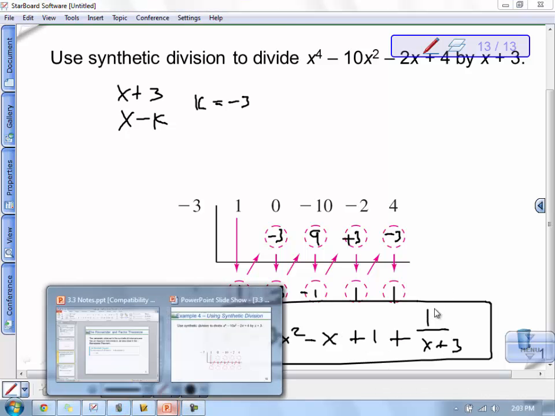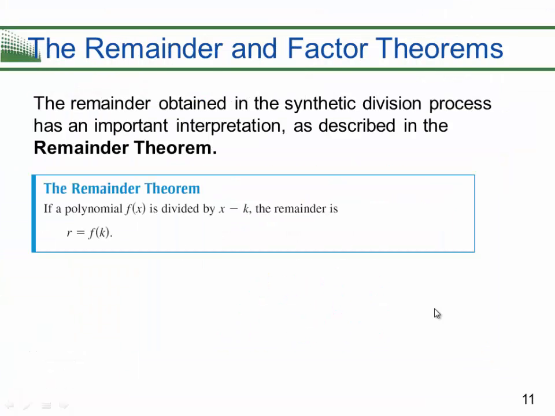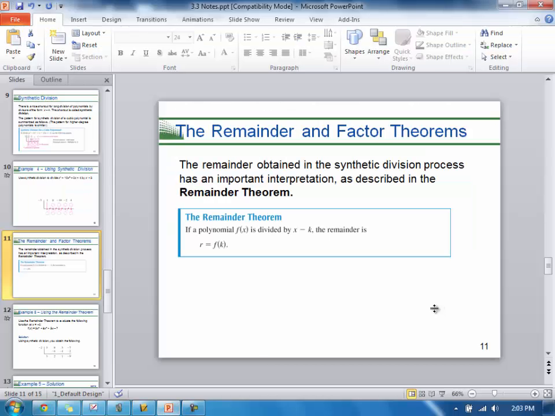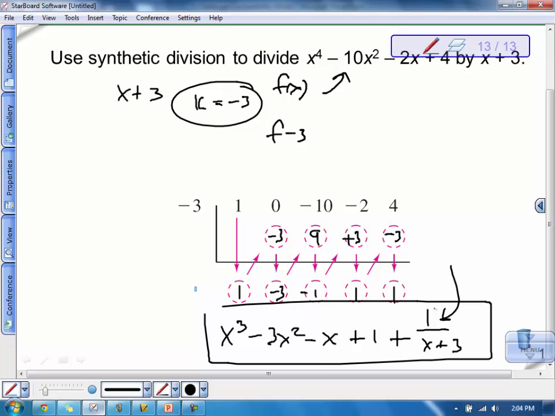But first, let's look at the remainder theorem. The remainder theorem can help us because it can help us verify if we got a question right. For example, if we go back to that last problem and we look at this, the remainder in this case was 1. All right? What the remainder theorem says is that when you are trying to find the remainder, you can stick k into the function. So my function right here is f of x equals this function right there. So I can do f of negative 3, and I should get 1, the remainder.